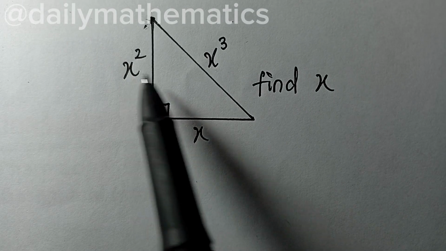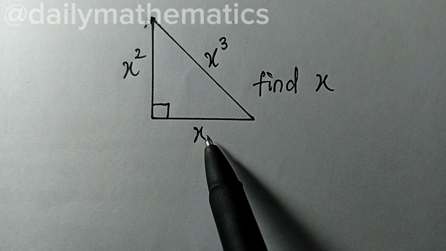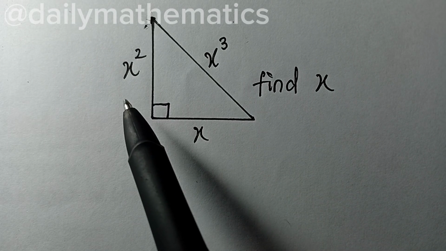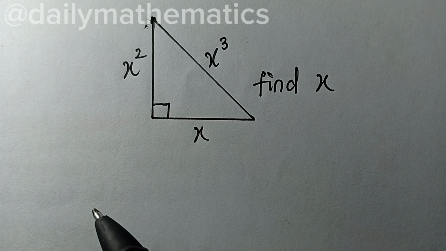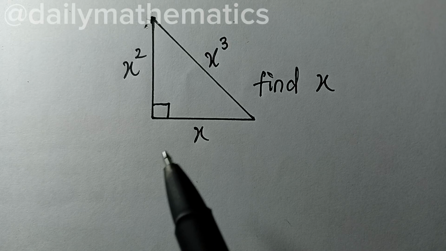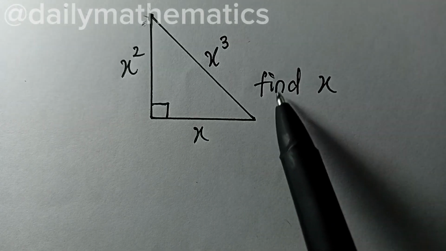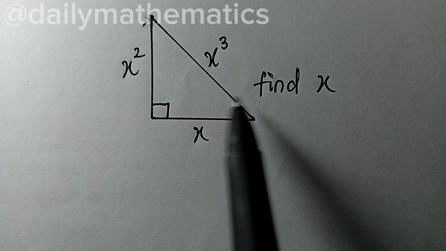We have x squared here, x cubed here, and x here, and we have all these as the sides of a right angle triangle. Hi there, this is Daily Mathematics, and today we have a very interesting question to solve. We are asked to find x in this question.